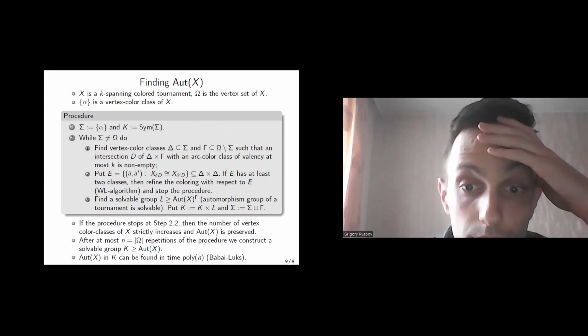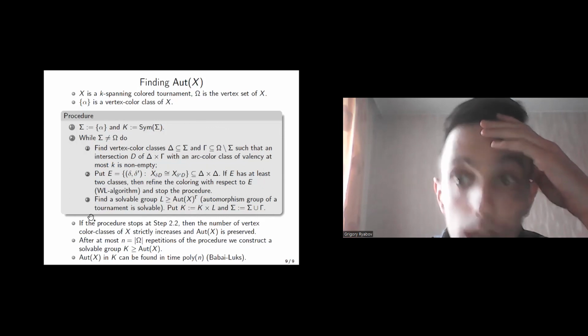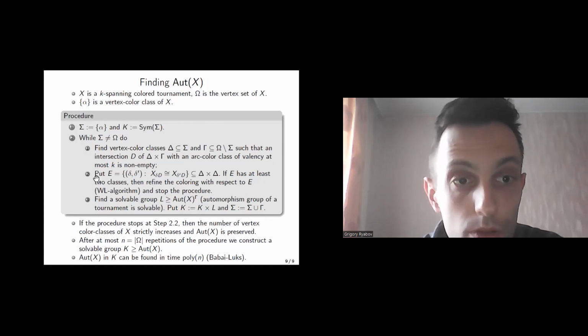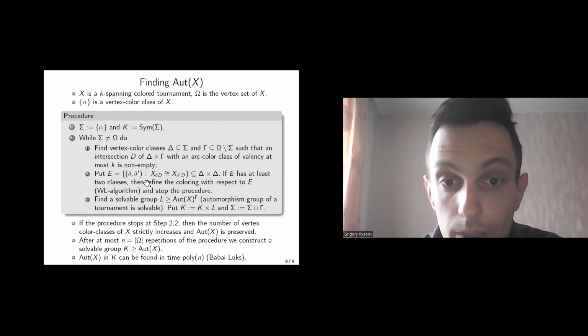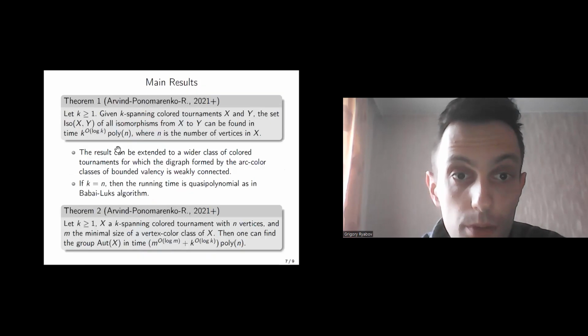And another question, maybe: why is this algorithm not polynomial time? On step 2.2, we construct the equivalence relation E, but to construct this relation, we need to verify an isomorphism between tournaments with at most K vertices. And we use for this the Babai-Luks algorithm, which is quasi-polynomial. And for this reason, we obtain exactly this time for the algorithm.